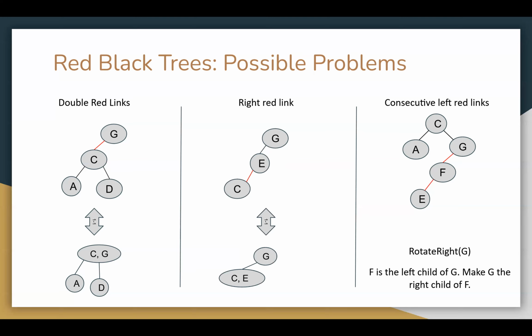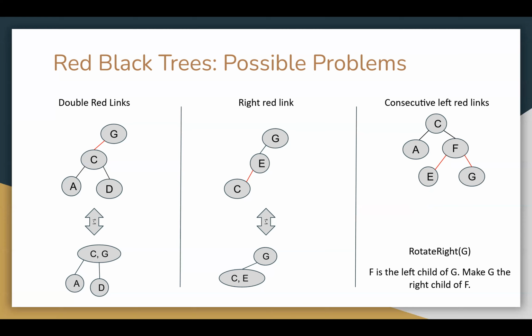Lastly, we have the problem of consecutive left red links. In this case, what we do is we use the rotate right method on the topmost parent node that has the two red links. So here we run rotate right on G, which means that F is the left child of G, and we want to make G the right child of F. So therefore, again, we merge F and G together, okay? And we keep the red line to remind ourselves that they're connected by a red link. And then we move G to the right and down of F.